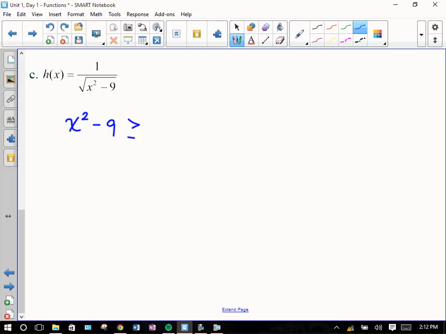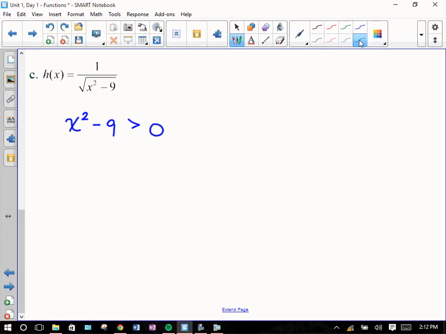So x squared minus 9 is greater than or equal to 0, because it could be 0, right? But where is this square root? In the denominator. If x squared minus 9 is equal to 0, that would be the square root of 0, which would give me 1 divided by 0. So can x squared minus 9 equal 0? No. So it's not equal to 0. Okay?